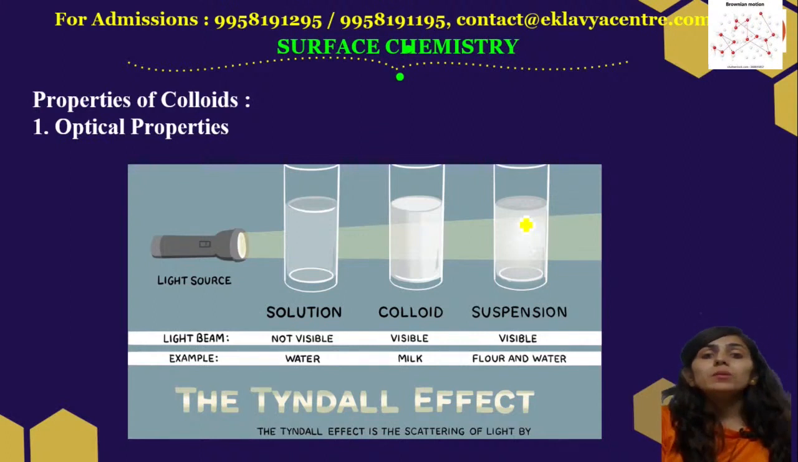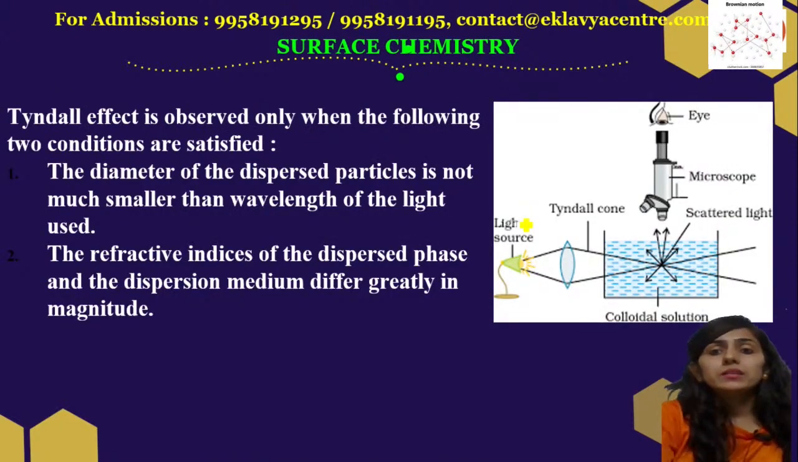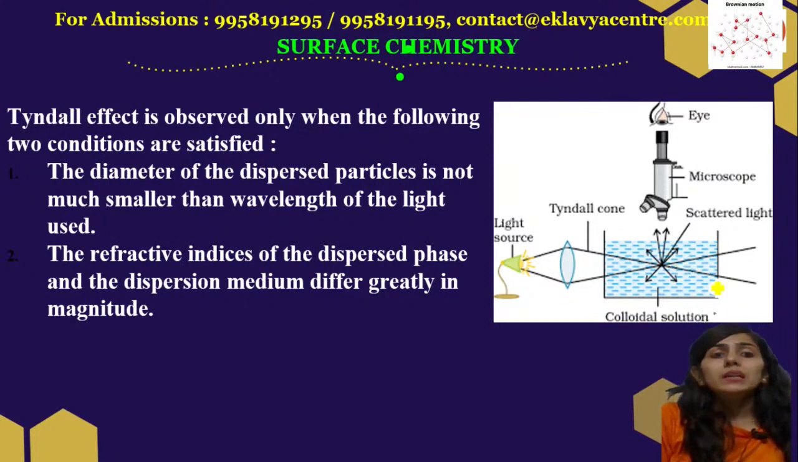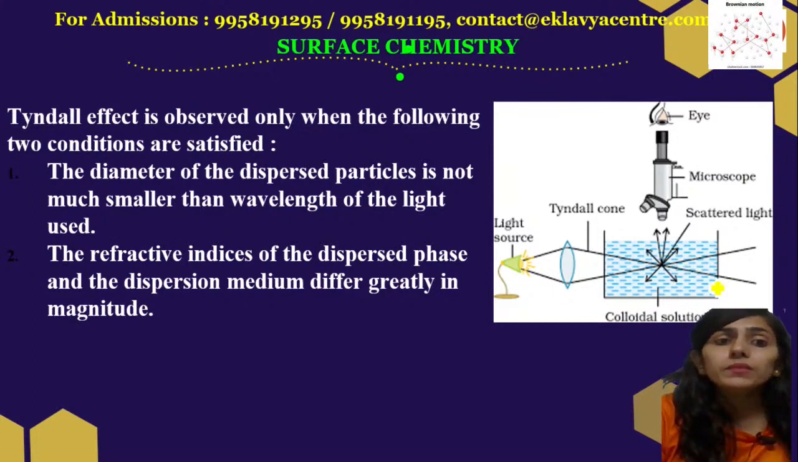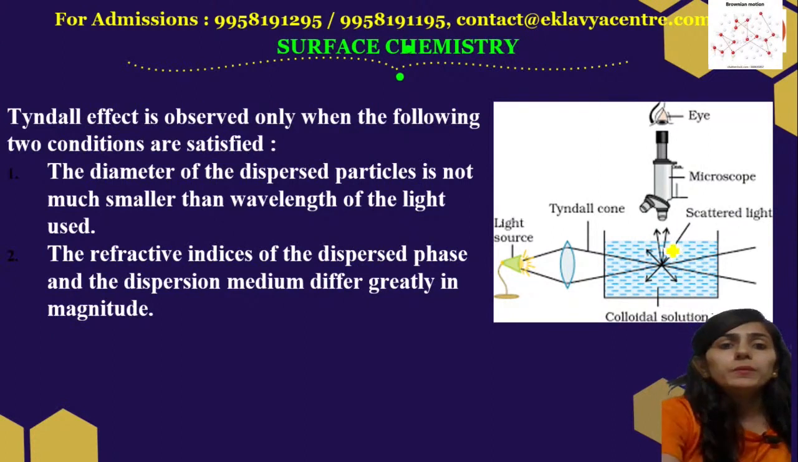For example, the phenomenon behind the projection in a cinema hall is based on the Tyndall effect. Next we have the Tyndall effect. See, light source, Tyndall cone, and in suspensions, what happens? This is a colloidal solution and we will observe scattering of light. The Tyndall effect is observed only when the following conditions are satisfied. First is the diameter of the dispersed particles. The diameter of the dispersed particles must be smaller than the wavelength of the light used.